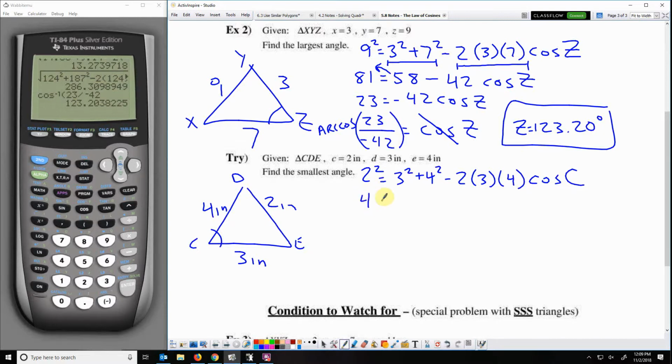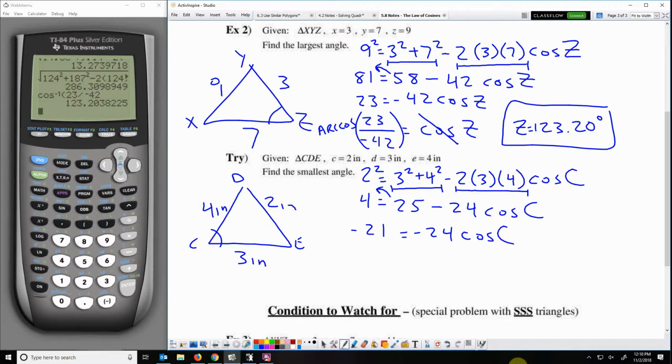So 2 squared is 4. 3 squared is 9. 4 squared is 16. So if I put those two together, I get 25. 2 times 3 times 4: 2 times 3 is 6, times 4 is 24. I can subtract that 25. So I've got 4 minus 25. That's negative 21. Equals negative 24 cosine C.